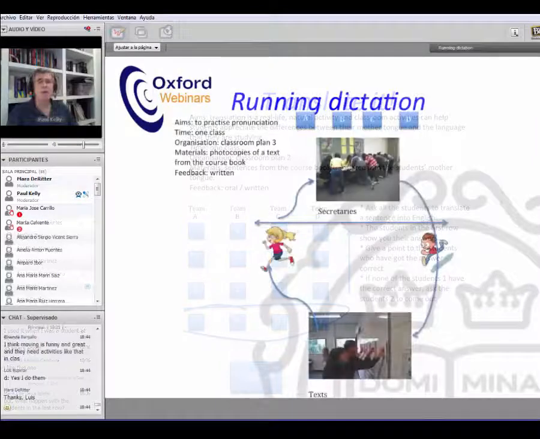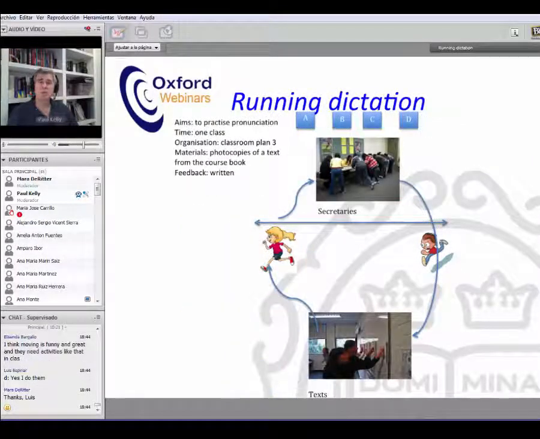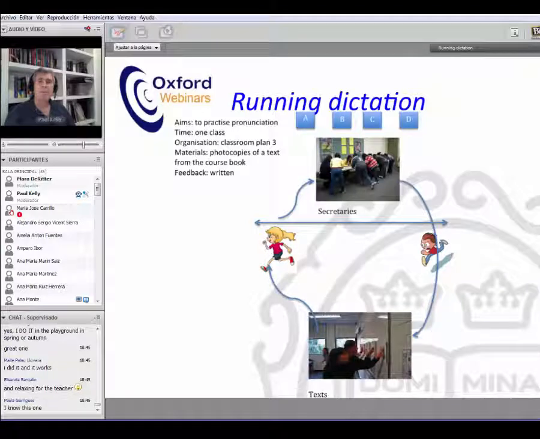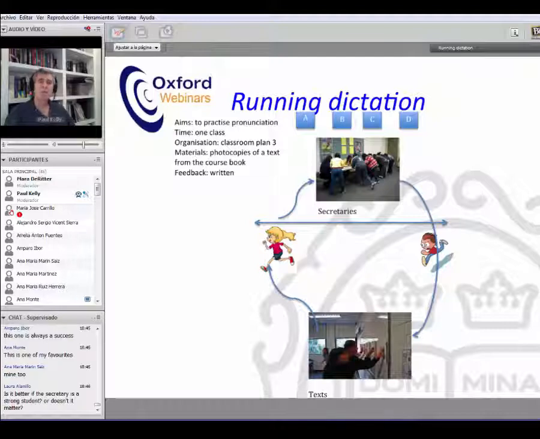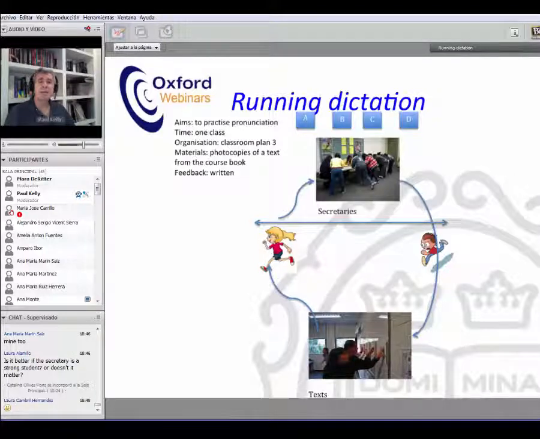Running dictation. Now, this is a great game for practicing pronunciation. What you need is to photocopy a text, part of a text from your course book, where the students continue taking turns going up, reading a line, going back to the table and dictating that line to their secretary. And if you've got the rules laid down clearly and the students know exactly what they have to do, it really does work very well.